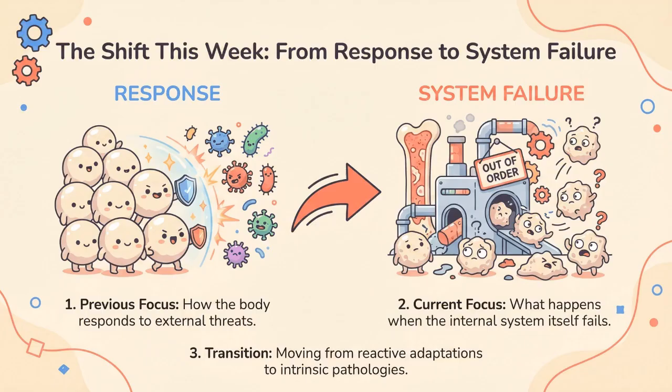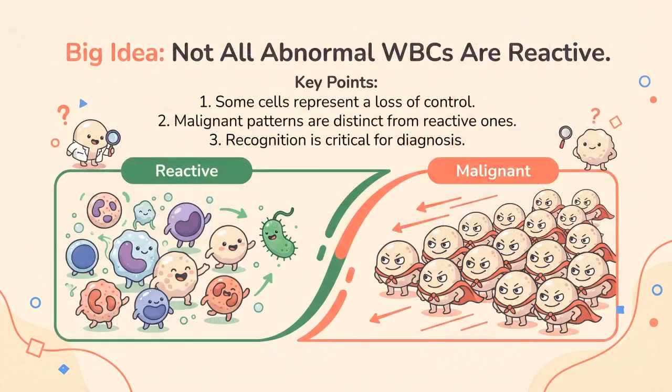This leads us directly to a critical big idea for this week. One of the most profound insights you will gain this week is that the presence of abnormal white blood cells in a peripheral blood smear does not automatically equate to a reactive process. While many morphological variations we've studied previously were indeed indicative of the body's appropriate immune responses, a critical subset of abnormal cells represents something far more sinister, a loss of inherent cellular control. This distinction is paramount in hematology.